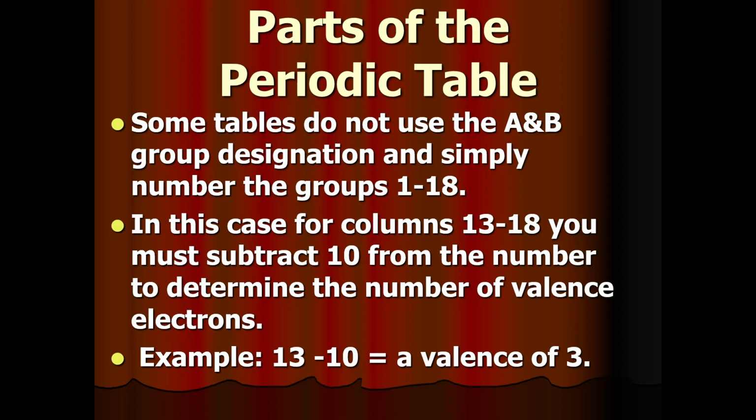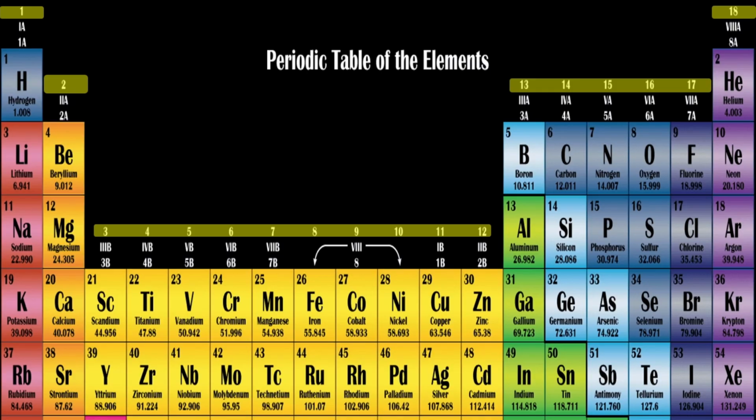However, to determine the number of valence electrons for columns 13 to 18, you must subtract 10 from the column number. For example, to determine the number of valence electrons for column 13, you subtract 10 to get a value of 3. Therefore, elements in column 13 have 3 valence electrons, not 13. In this slide, we have highlighted the numbering system that excludes the A and B group designation. Notice that column 13 is the family that has only 3 valence electrons, as we just discussed.